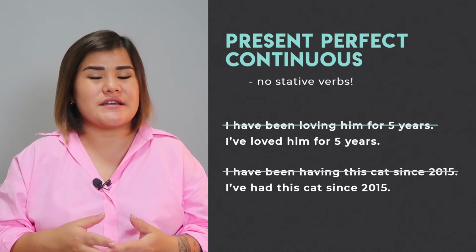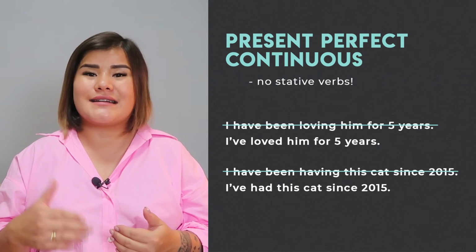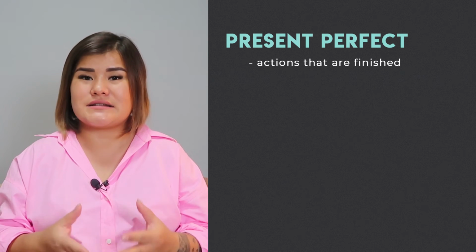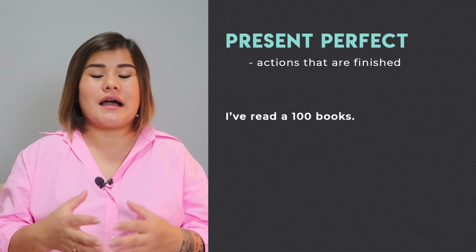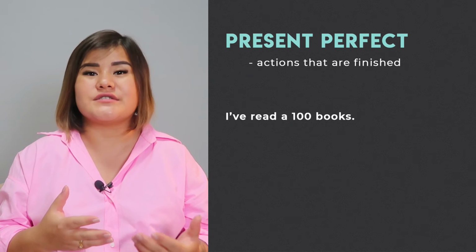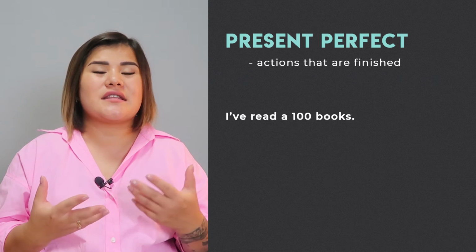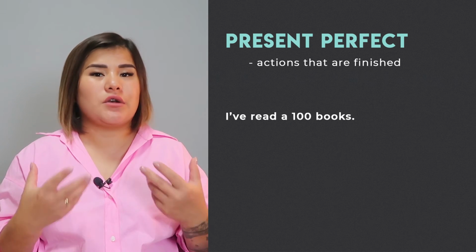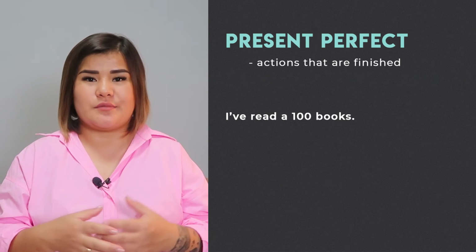With the present perfect tense, we are talking about one or a series of actions that are finished. So by now, something has been done. For example, I've read 100 books. It means that I'm not reading that 100 right now. Right now, I'm reading the 101st book. So the 100 books are in the past, but since the major thing is the result, the experience, the knowledge, and the feelings that I have, we use present perfect.